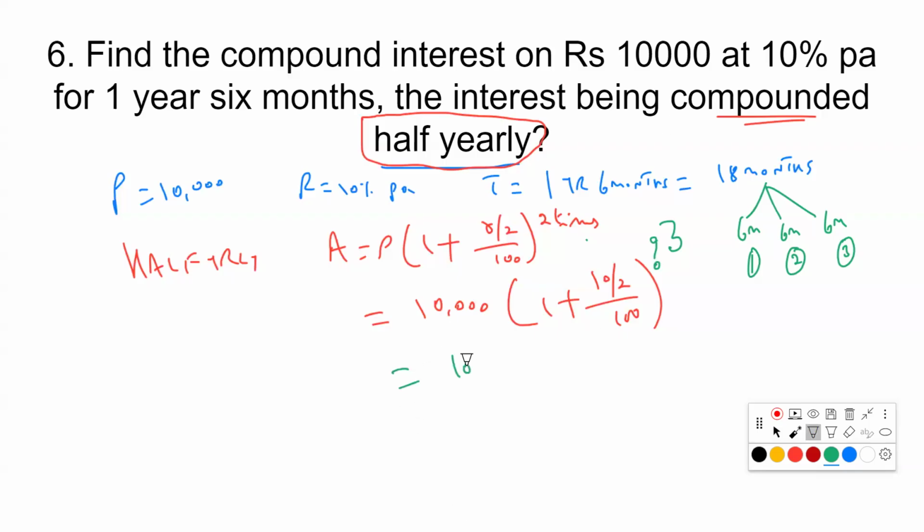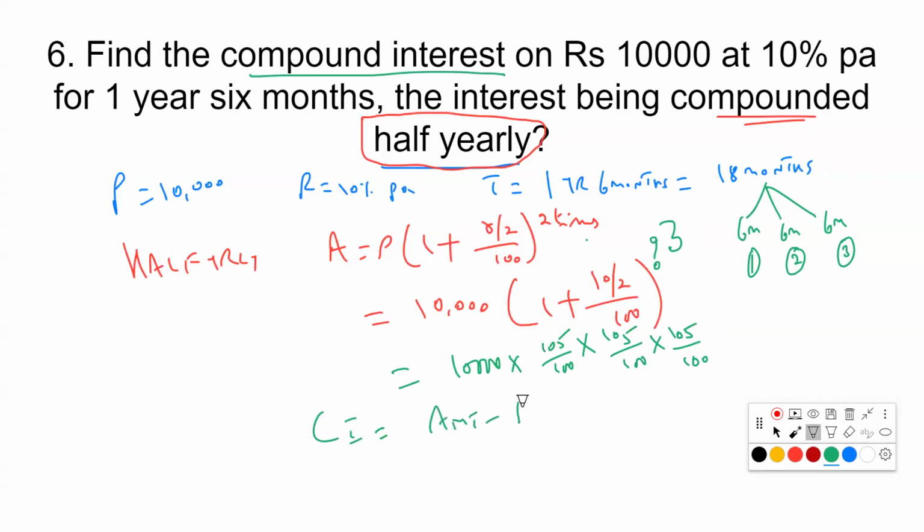So now it is simplification. 10,000 into 10 by 2 is 5. So 105 by 100 into 105 by 100 into 105 by 100, because 3 times I have to write, it is a cube, power 3. And it is asking for compound interest, not amount. So finally what you will do? Compound interest is amount minus principal. Okay, so if you take care of the calculation, you get the answer as 1576.25.